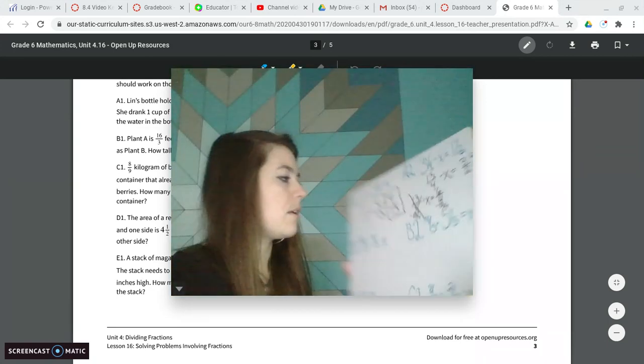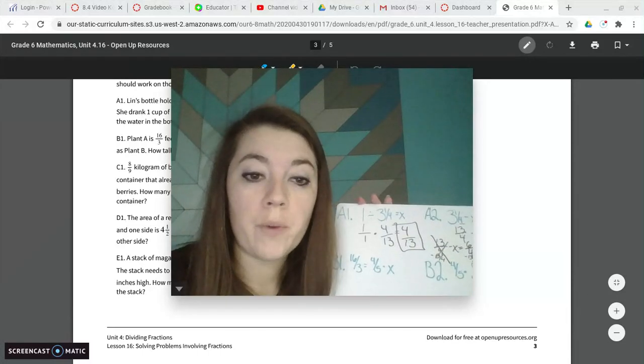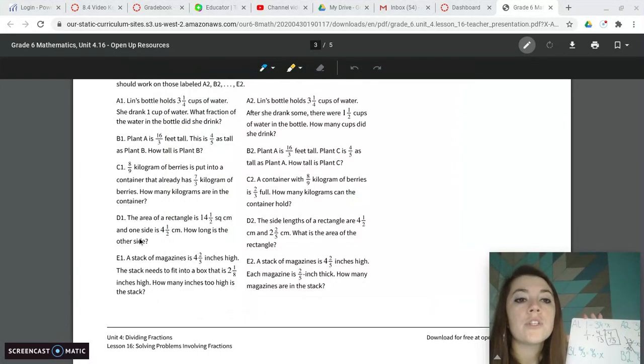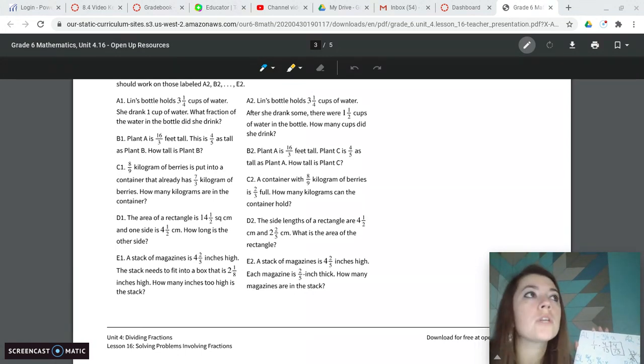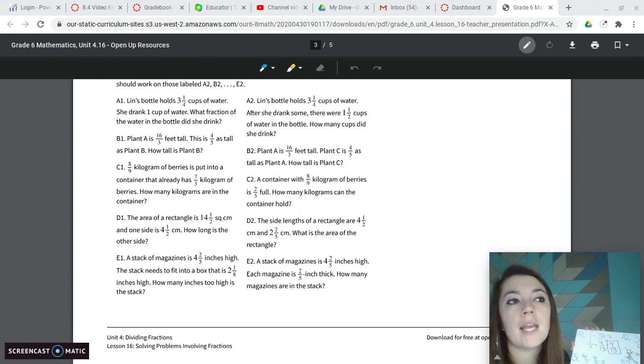All right, on to B1. Plant A is 16 1/3 feet tall. This is 4/5 as tall as plant B. How tall is plant B? First of all, what kind of problem are we dealing with here? Is there addition, subtraction, multiplication? Are we writing it as one number out of another number? So division. So this is multiplication.